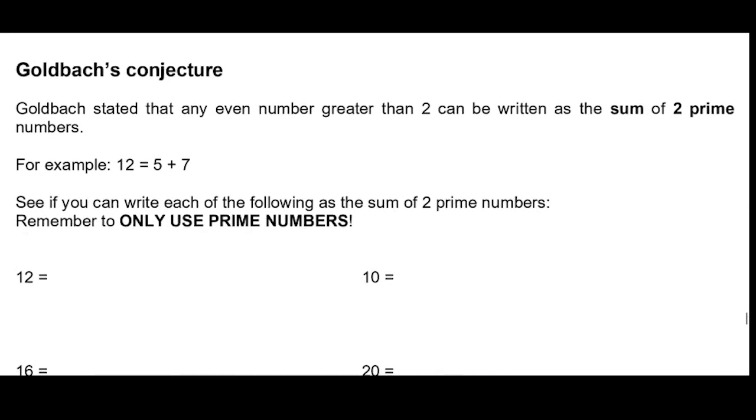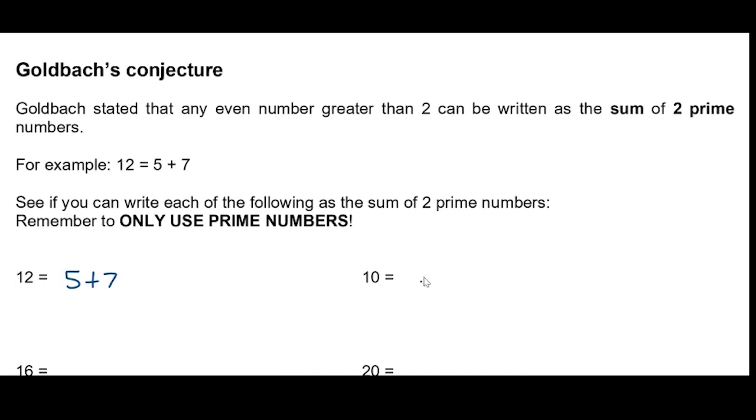Next up, we're going to look at what is called Goldbach's conjecture, right? And what he said is that any even number greater than 2 can always be written as the sum of two prime numbers. So, for example, 12, we can write as two prime numbers added together. Okay, let's see if we can do these using only two prime numbers added together. We've already done 12. 12 is 5 plus 7. There are no other options for 12. You might say, what about 3 plus 9? 3 is prime, but 9 isn't.